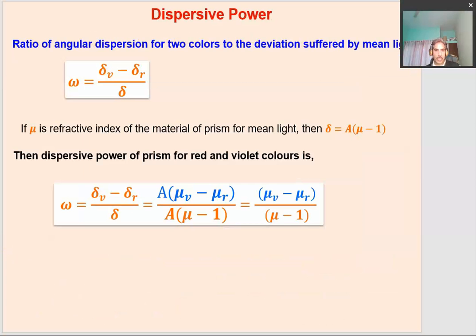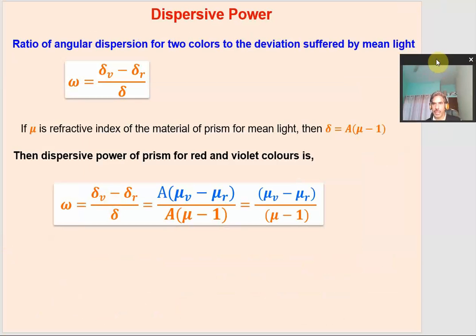Another important term which is interesting to know here is called dispersive power. Dispersive power is the power of the prism for dispersion in the colors of the light. So how do we define dispersive power? The dispersive power of a prism for the two colors is nothing but the ratio of angular dispersion for these two colors to the deviation suffered by the mean light. Mean light is the one which has the refractive index between the given two colors.